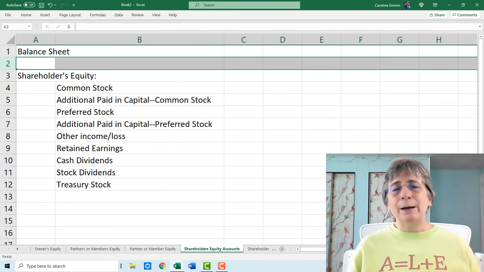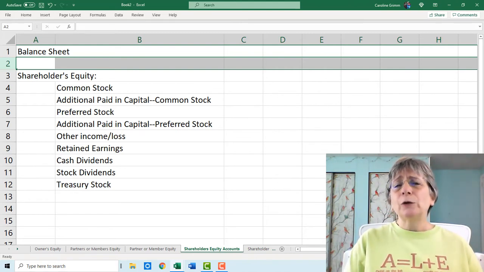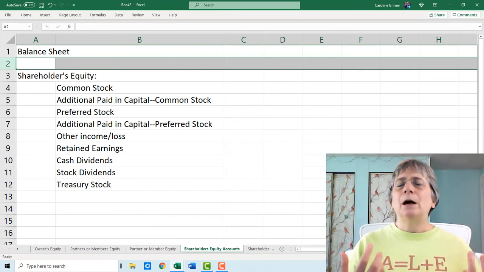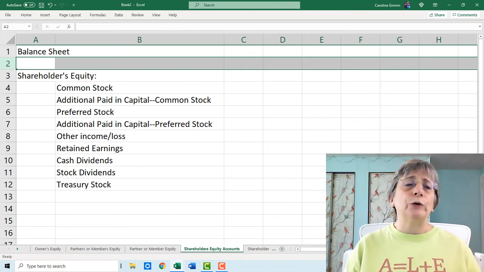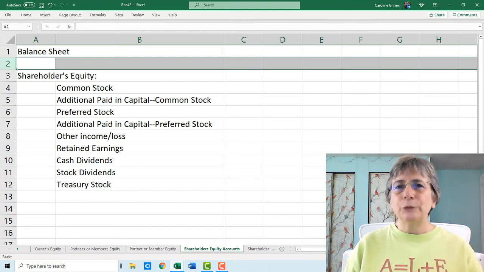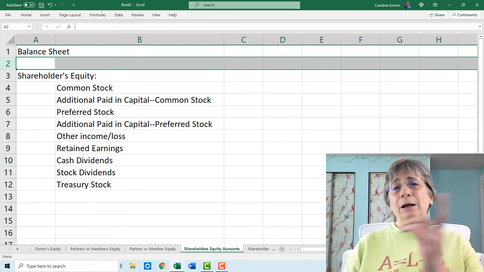Now, where things get a little more confusing is when we have a corporation, and particularly a corporation that is selling stock. So we would expect to see a bunch of different equity accounts that go along with our shareholders or stockholders. So we would expect to see common stock, additional paid-in capital common stock. And don't get hung up on these terms yet. At this point, these are just different types of equity accounts, and we will be going more in depth on these different topics in other videos.